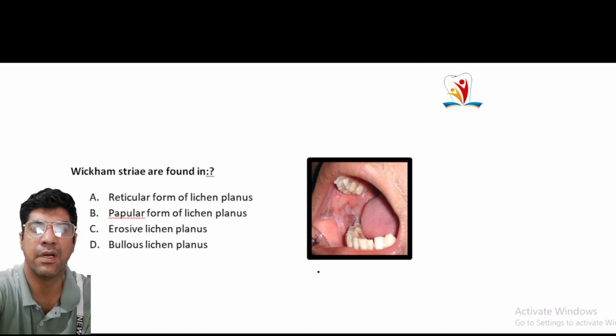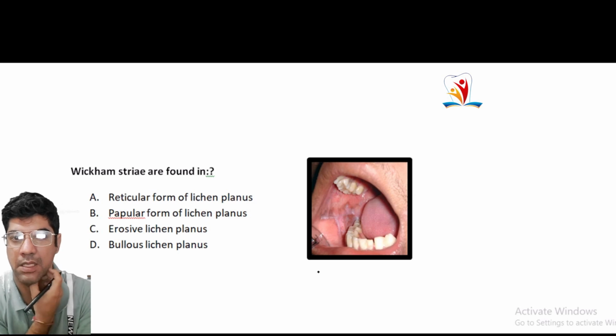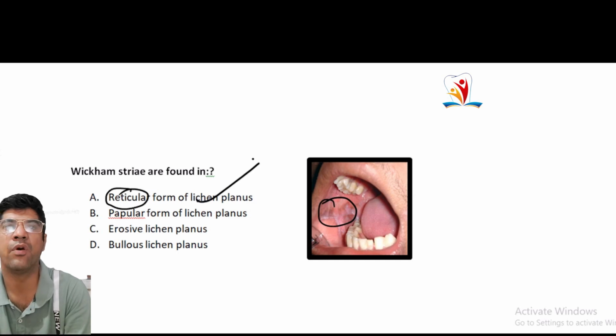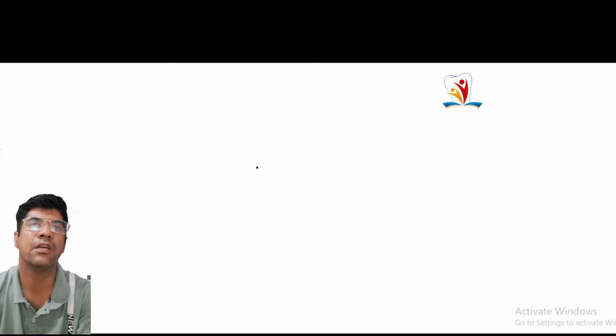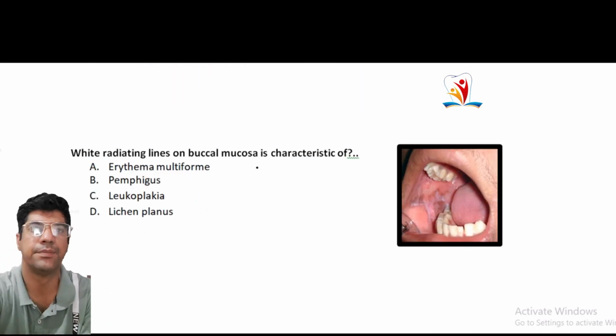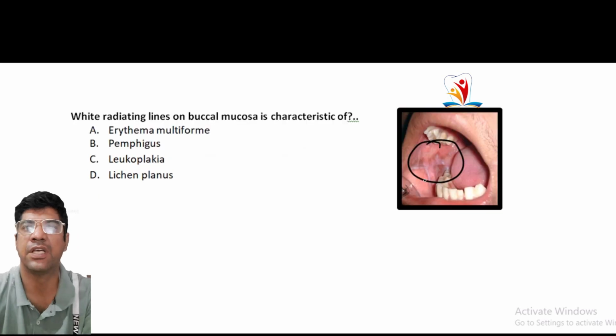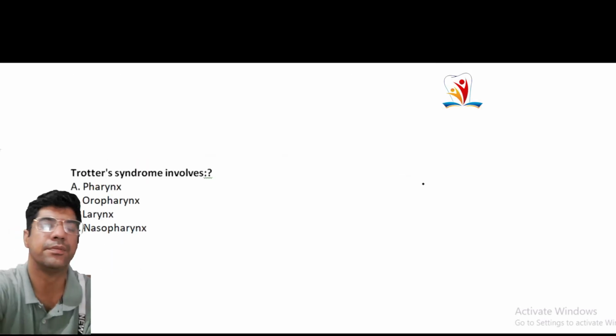Wickham striae, they are seen in the reticular form. The reticular form consists of slightly elevated fine whitish lines that are known as Wickham striae. So remember, reticular form is the most common form of lichen planus. The white radiating lines seen on the buccal mucosa are a feature of oral lichen planus.